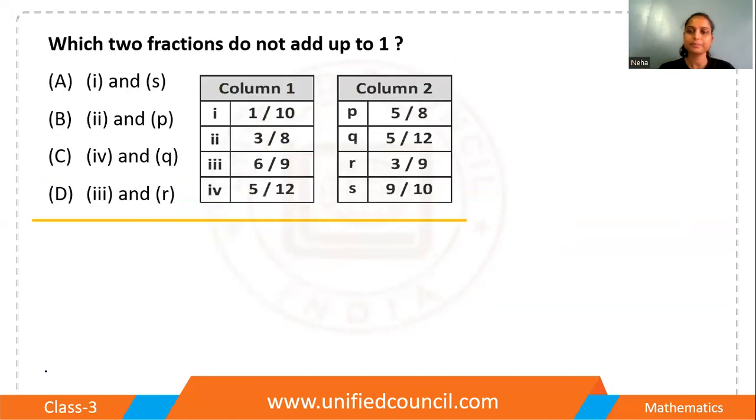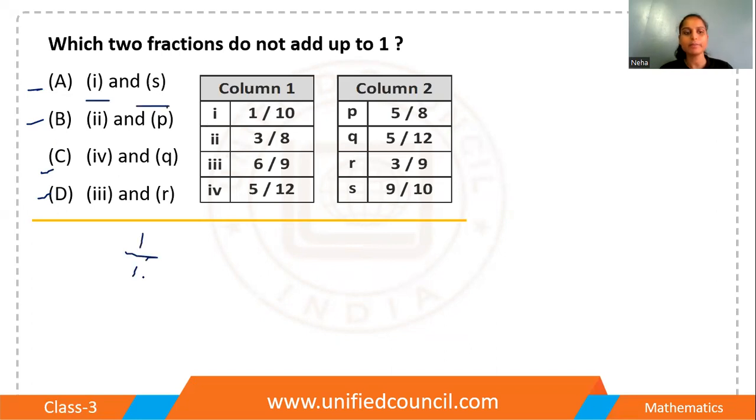Perfect. The next one. Here is the next question. Which two fractions do not add up to 1? Basically, in column 1 and column 2, some fractions are given, and in options A, B, C, D, there are two options given, and I have to check which two fractions do not add up to 1. So in option A, it is asking to add 1 and S.